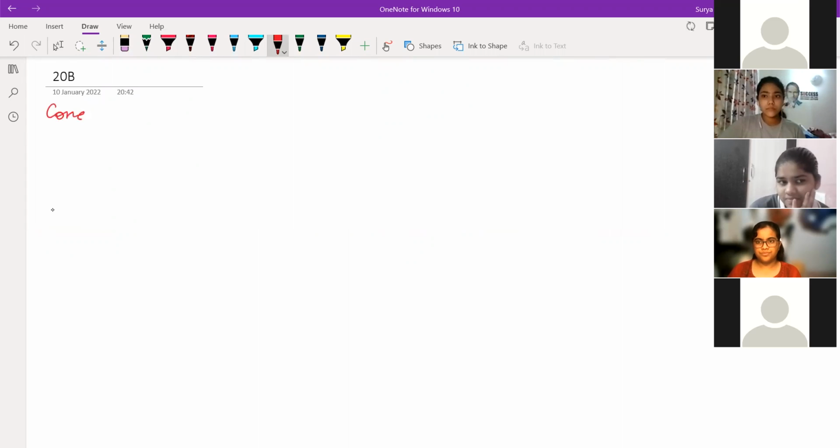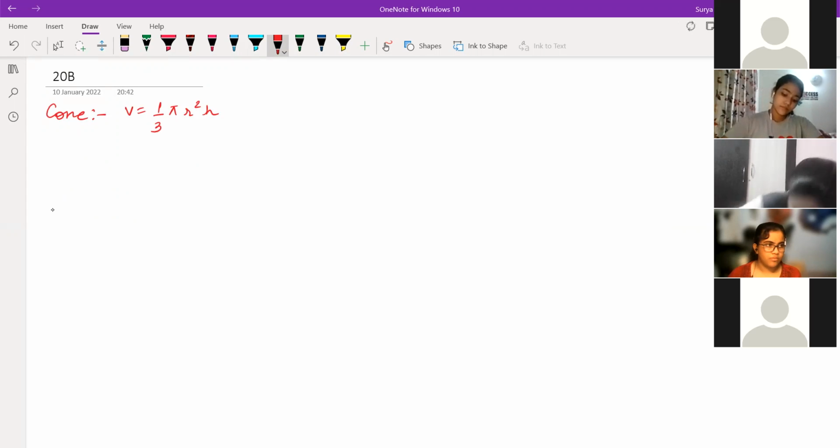So cone, see, the volume is pi r square h for the cylinder, right? So for cone, you have to just divide by 3: 1/3 pi r square h. It's clear, children? And CSA is pi r L.